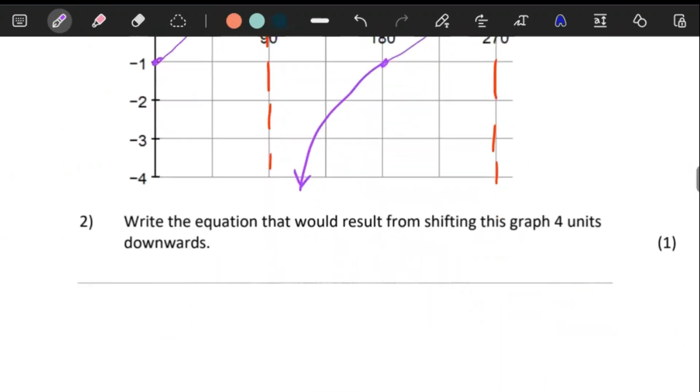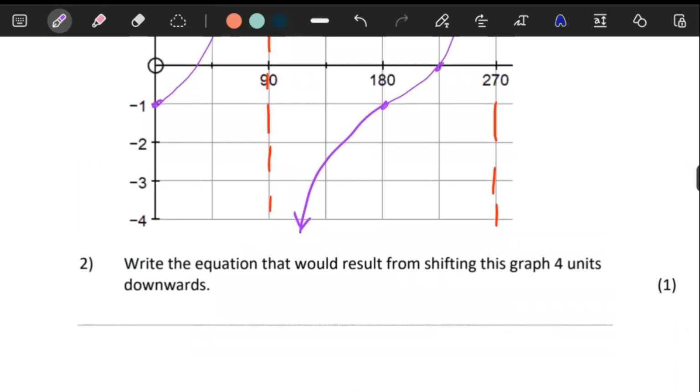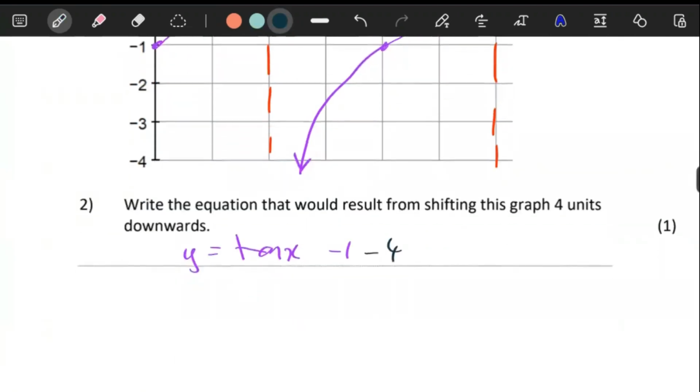And then they say, write the equation that would result from shifting this graph 4 units downwards. So moving the whole graph 4 units downwards, you would have to say -4 here. So this would be tan x minus 5. That would be the result.